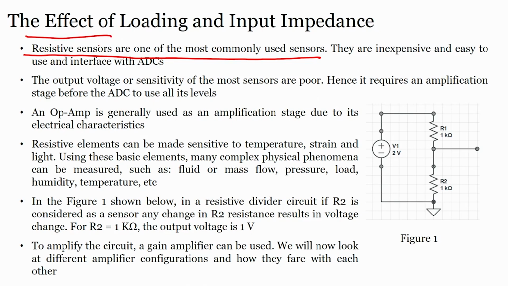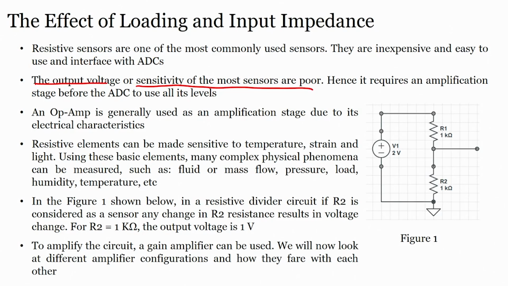I have told you, piezoresistive microcantilever is a sensor, right. Why are they most commonly used as a sensor? The reason is because they are inexpensive, they are cheap, and easy to use and interface with analog to digital converters. So, the output voltage or sensitivity of most sensors is poor.